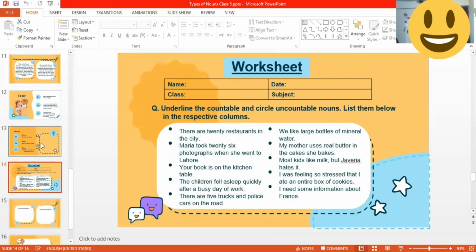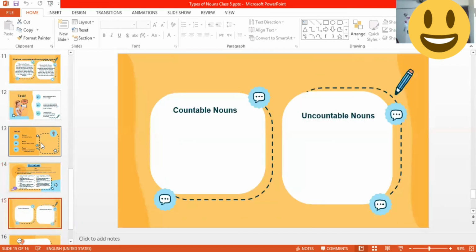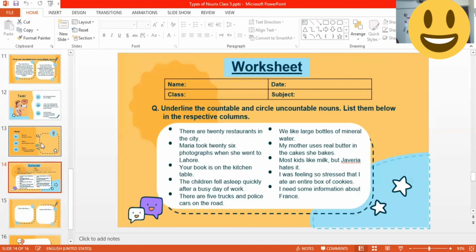Now I've also handed you a worksheet. So first I want you to write down your name, class, today's date, subject, English, obviously. And you have to underline the countable nouns in these sentences that are given below and circle the uncountable nouns, okay? And I've also given you 2 columns separately to list down each uncountable and countable nouns that you find in these sentences. I'll read you the sentences out loud and you can solve the worksheet on your own.